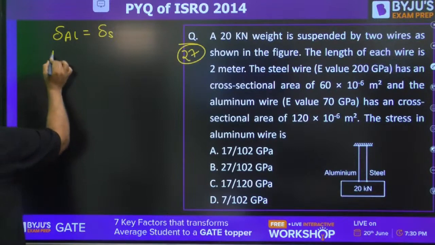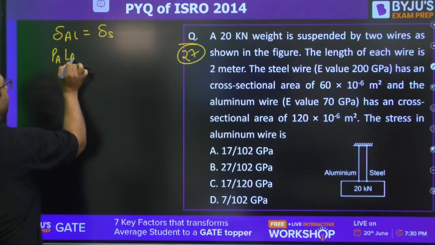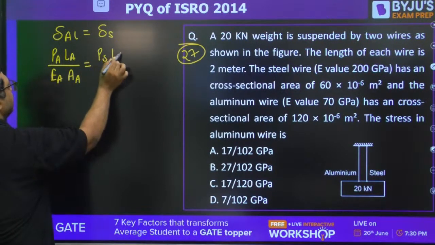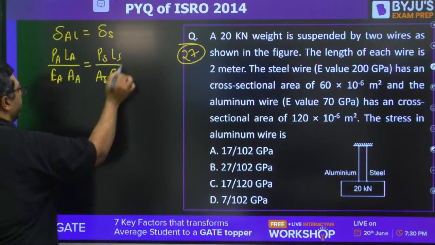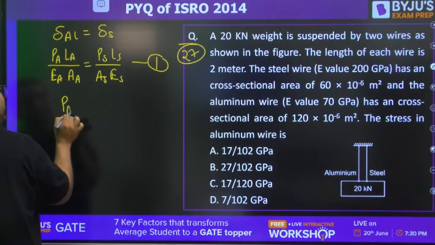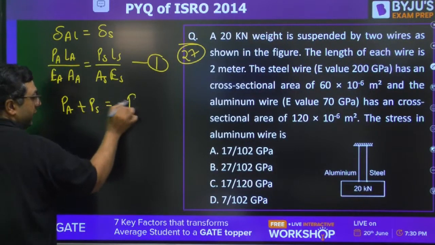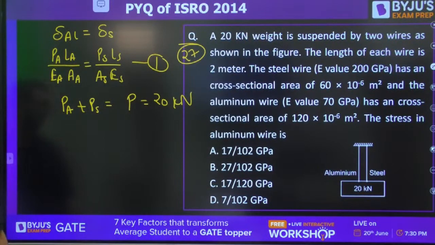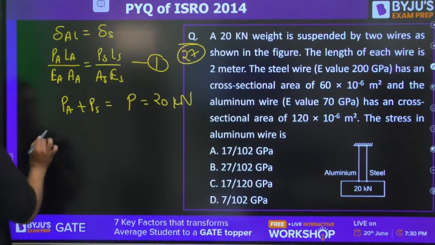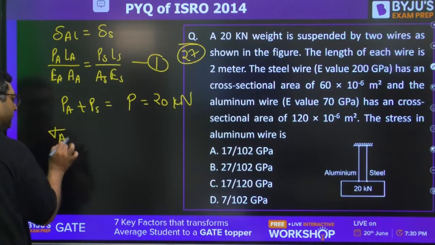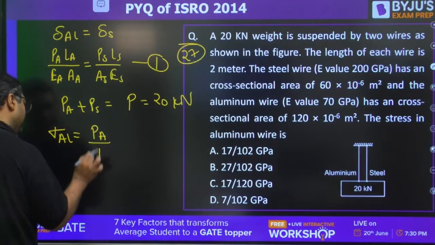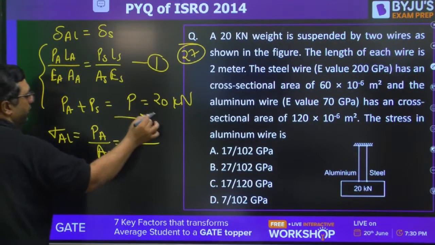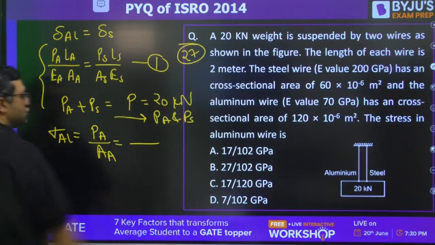So you can write PA LA by EA AA equals PS LS by AS ES, equation number 1. Second is PA plus PS is equal to P, which is 20 kilonewton. These are two equations and you need to find out the stress in aluminium. So sigma of aluminium is P of aluminium divided by area of aluminium. From these two equations you can find out PA and PS. Solve it and get the answer.